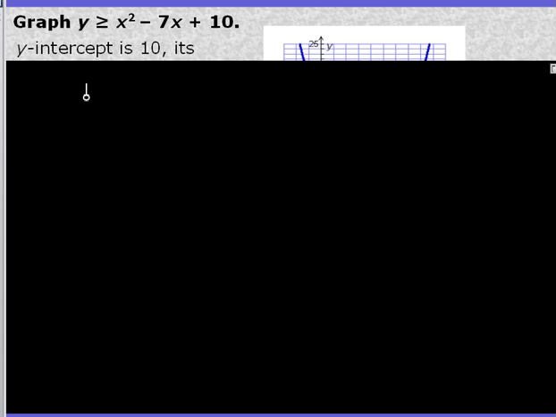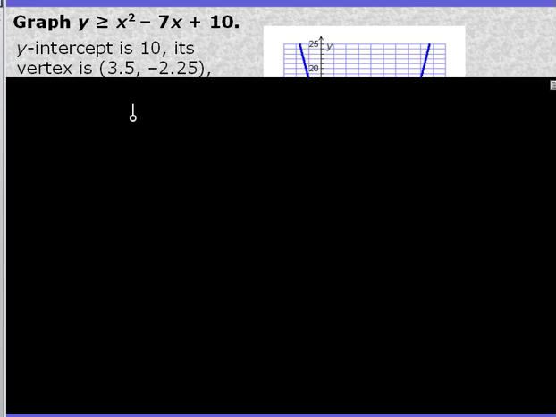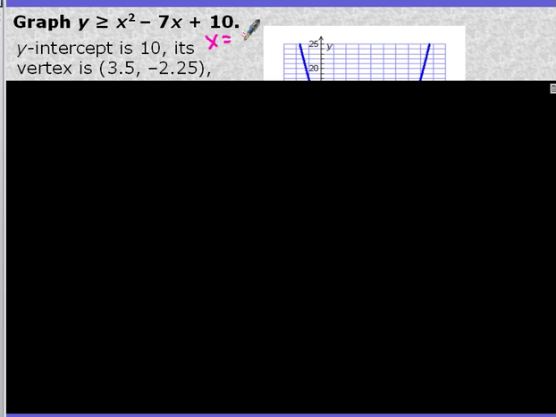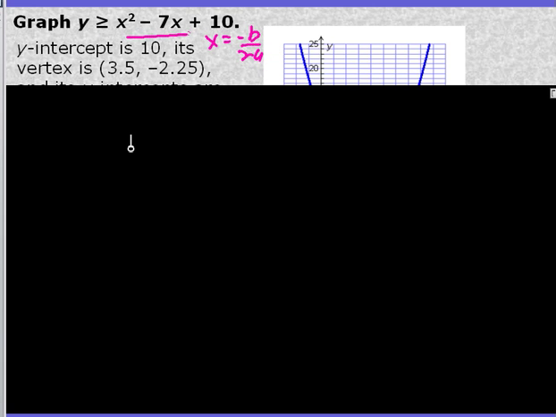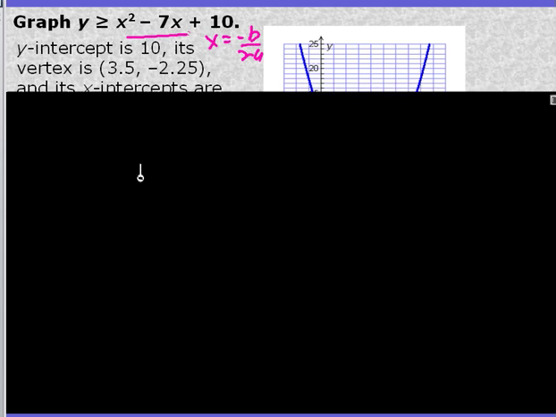All right, graph y is greater than or equal to x squared minus 7x plus 10. So we're going to use our process that we know for graphing. We know the y-intercept is 10. We can find the vertex. So remember, the x-coordinate of the vertex is negative b over 2a. And then we plug that value into this equation to find the y-coordinate of our vertex. They've done it for us, and it's 3.5, negative 2.25.